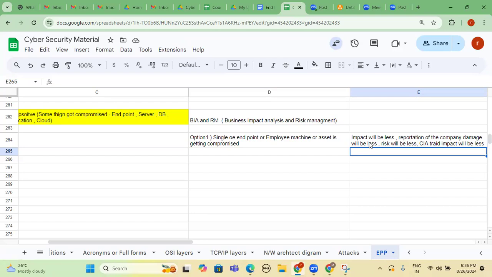Okay. But when a server got compromised, if you are doing network isolation, there will be a lot of business impact. A lot of server outage related issues occur. Availability related issues will occur.